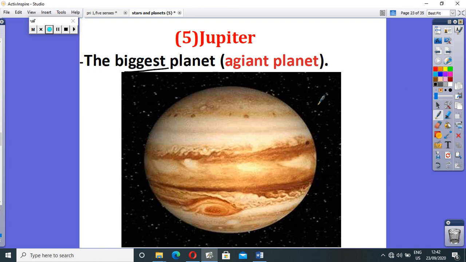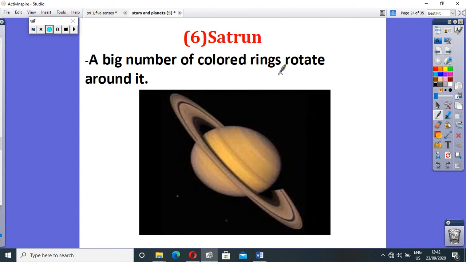Jupiter, it is the biggest planet and a known giant planet. A giant is very big. So Jupiter is the biggest planet. If I ask you, what is the biggest planet? You will tell me Jupiter. Excellent.